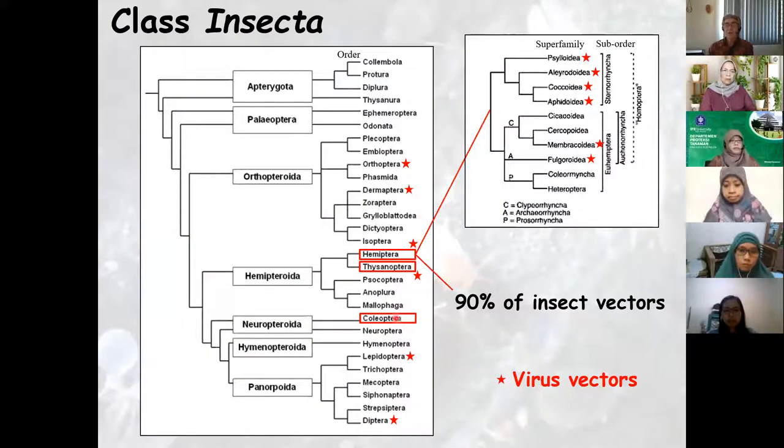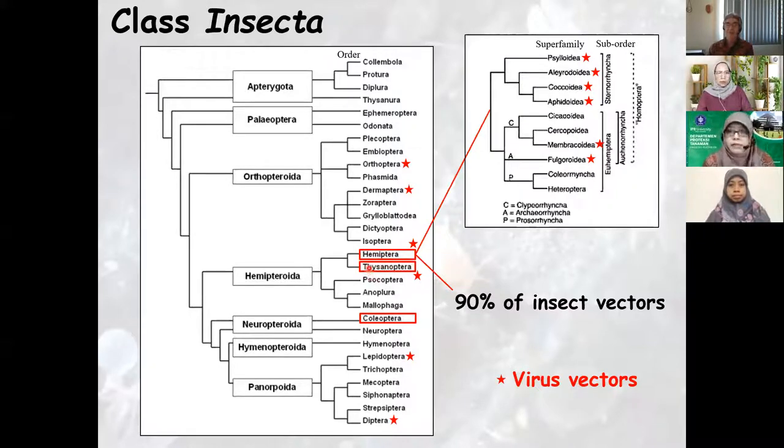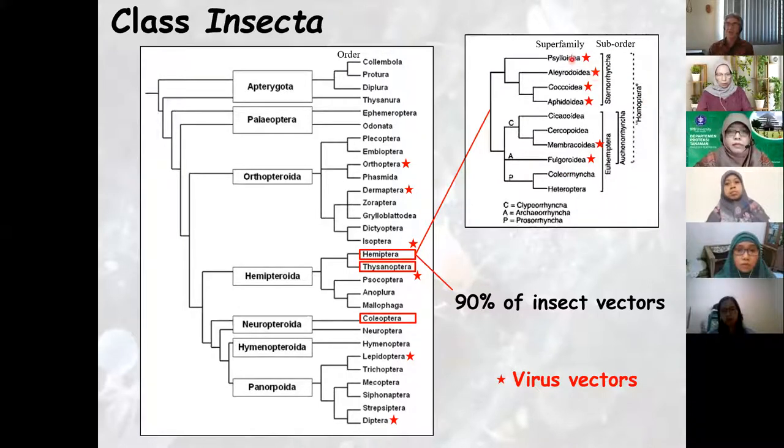Just to show you quickly what insects do transmit viruses. This is a phylogenetic tree of insect orders. The red stars are orders of insects where virus vectors are known. But the vast majority are in the Hemiptera and the Thysanoptera. Thysanoptera are thrips, and Hemiptera, if we go up here, include insects like white flies, psyllids, mealybugs, aphids, plant hoppers and leaf hoppers. So these are the most common virus vectors.